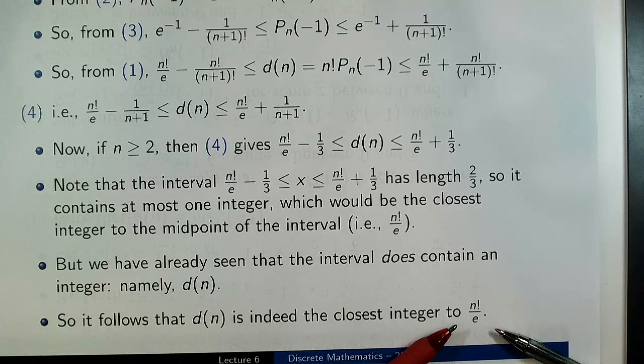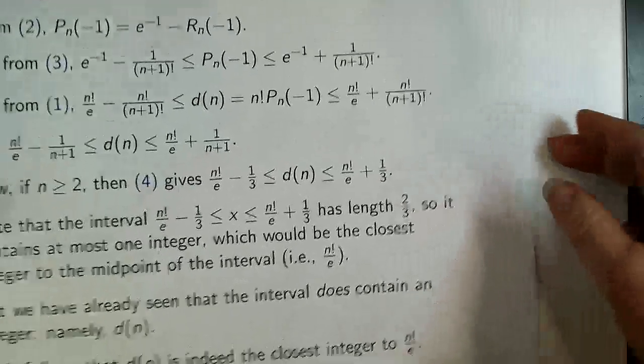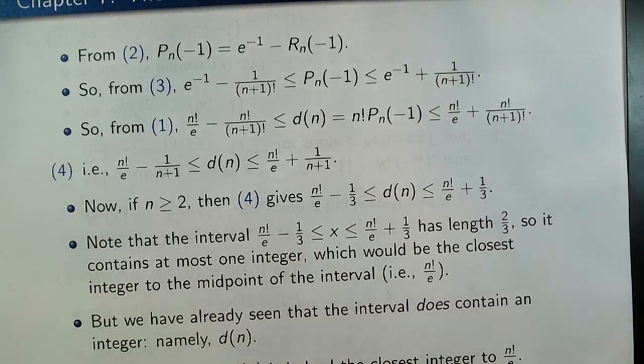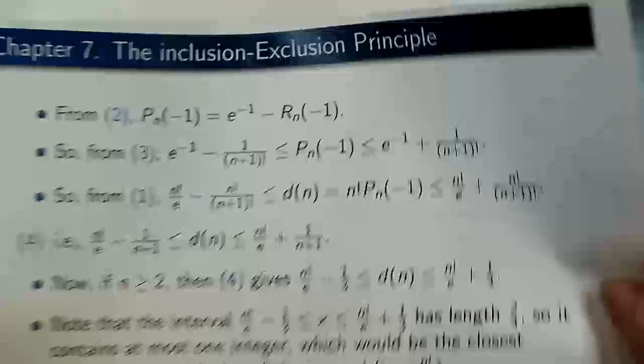So I'm skipping a whole lot of stuff here, which is not examinable. It's only the derangement and the inclusion-exclusion stuff that is part of discrete maths. This was just a bit of extra to show you that you actually get the magic.